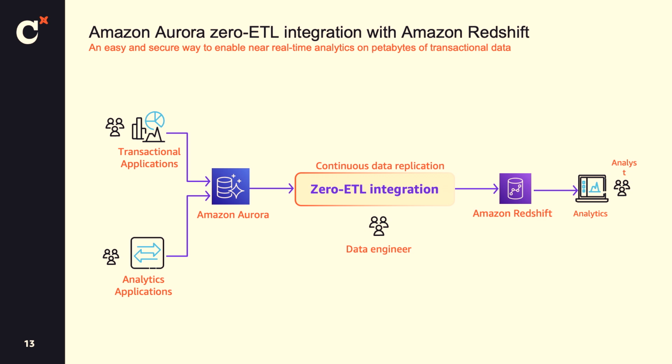So with the zero-ETL integration, it is a much simpler picture. As you can see, I have Aurora. All you do is you set up a zero-ETL integration. We'll see that in the demo. And then within seconds, the data shows up in Redshift. So zero-ETL is really a continuous data replication system. It's a change data capture based replication. And once the data is in Redshift, you can use all the power of Redshift to do analytics on top of it.